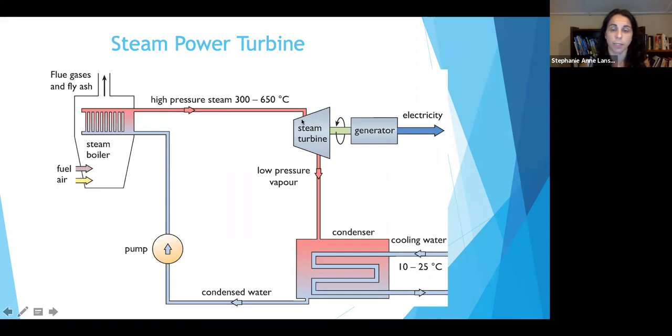This high pressure steam goes through our steam turbine, turning a shaft, which is connected to a magnet, which produces our electricity. And then we have a condenser where we actually condense it with steam here. We condense it back down to water. We pump it back into here, and then we use more fuel to heat it up again.